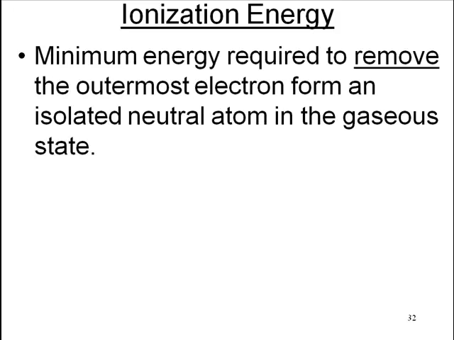Now, the size of an element, the size of an atom, the size of an ion, all can affect what is called the ionization energy. Now, the ionization energy is the minimum energy required to remove the outermost electron from an isolated neutral atom in the gaseous state. So this is what I was talking about, trying to steal the $1,000 pen or the purse.